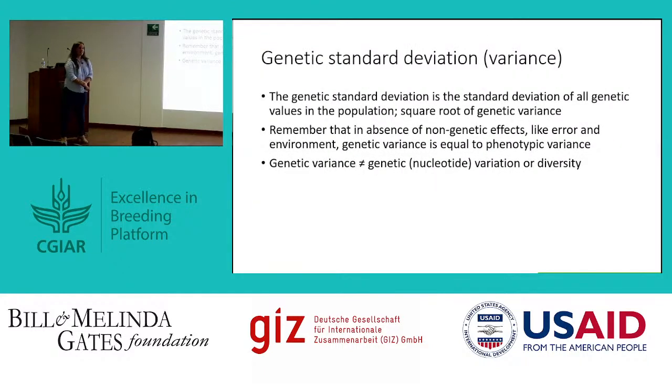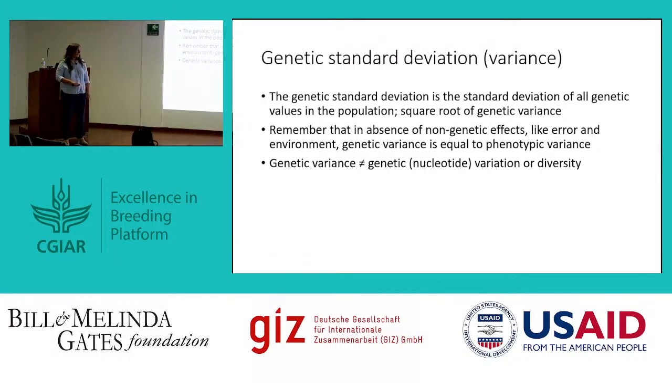Genetic standard deviation and variance. This, I think, is a key thing to clear up because the genetic standard deviation is just the standard deviation of all of your genetic values in the population. Okay? It's the square root of your genetic variance. If you don't have non-genetic effects like error and the environment, your genetic variance would be equal to your phenotypic variance. I think that because there's always that black box of the markers and things like that, maybe sometimes we feel like genetic variance comes from somewhere besides the phenotypes. But that's not true. If you had perfect measures, genetic variance would be phenotypic variance. It doesn't come from anywhere else.